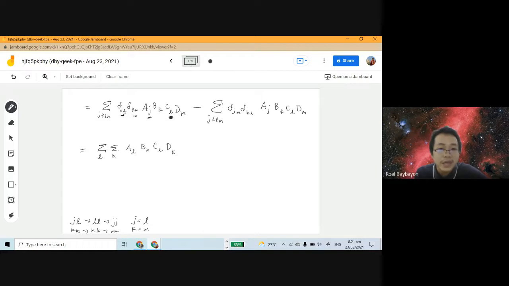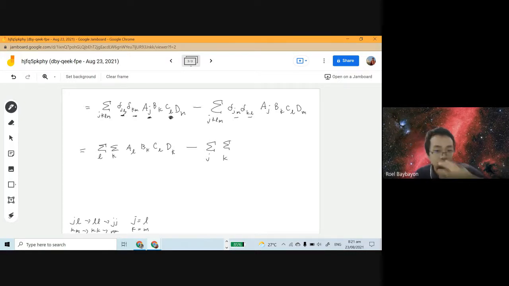So, ako AL, BK, CL, ang M is mahimong K. M is equal to K. So, ako DK. Sa minus nga side, sa second nga term, J must be equal to M and K must be equal to L. So, duha na lang ka summation na po na. In terms of J and in terms of K.